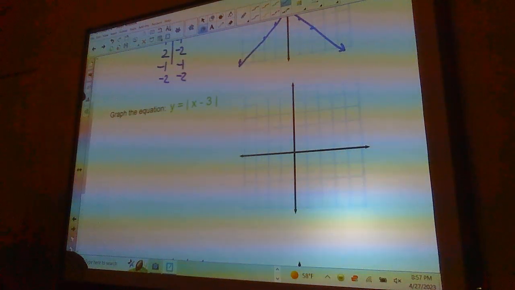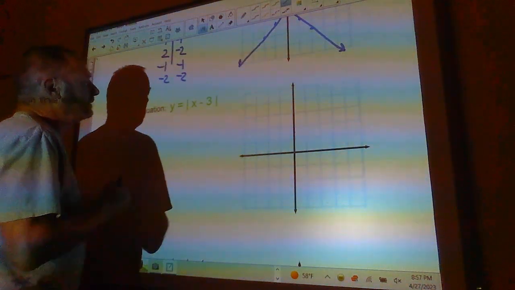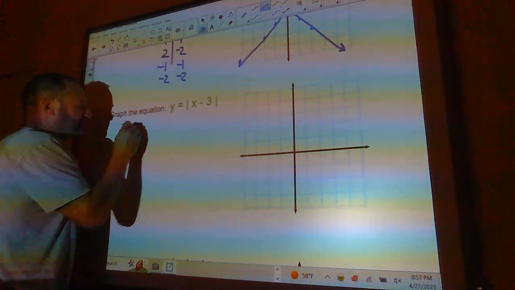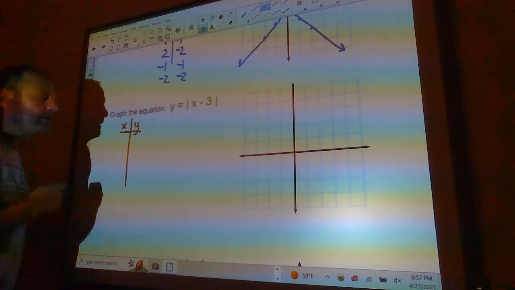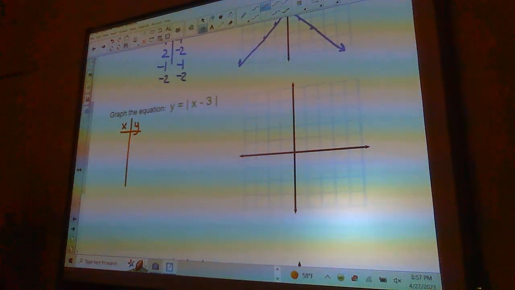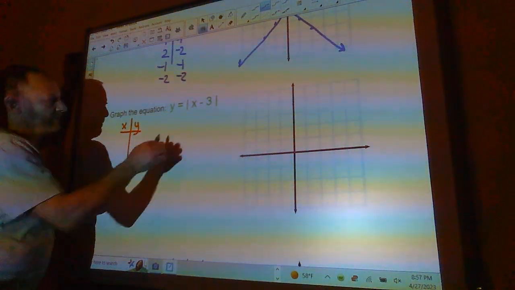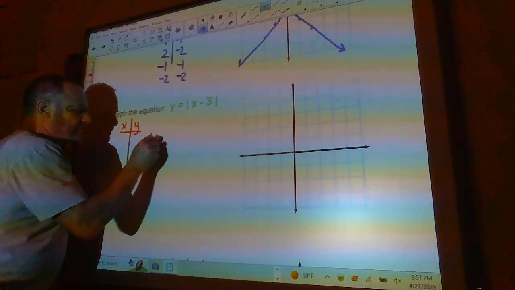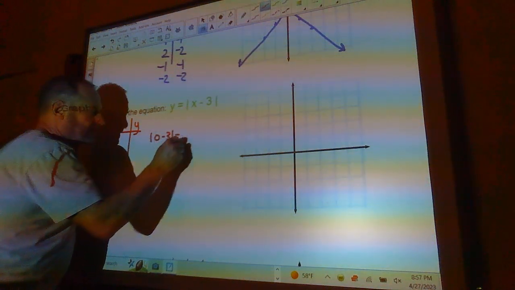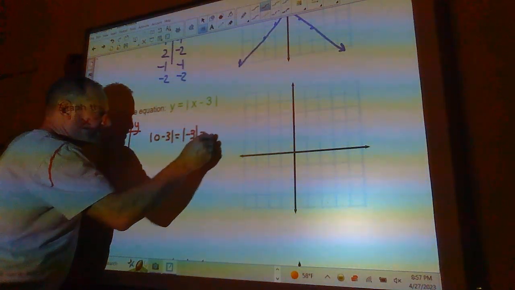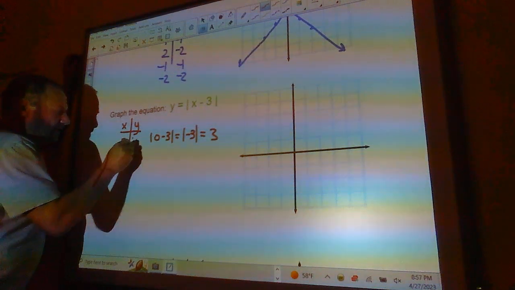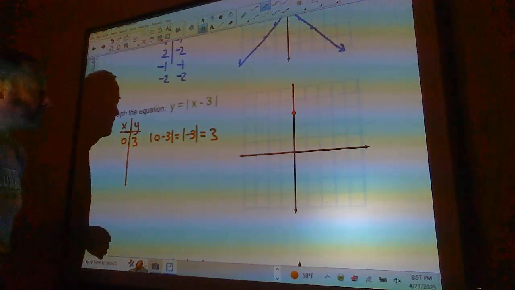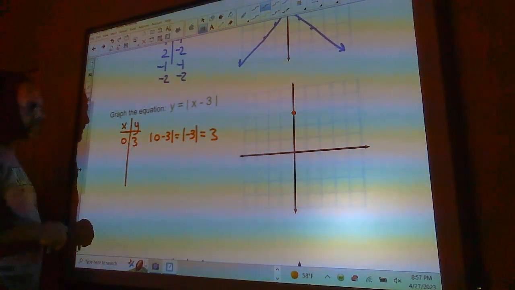All right, let's look at this one. So if I make a table, I know making tables is not super fun. It takes a long time, okay? But I want to do it on the first couple so you kind of see why things work. So if I plug a 0 in here, I'm going to get absolute value of 0 minus 3, which is the absolute value of negative 3, which is 3. So if I plug in 0, I'm going to get 3. 0, 3.